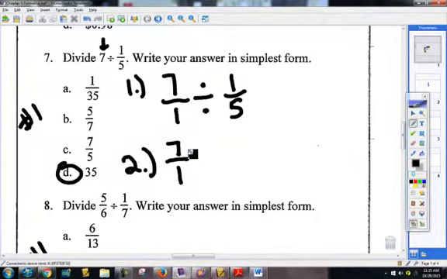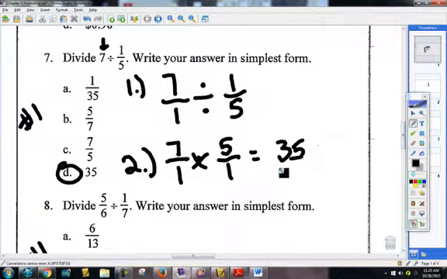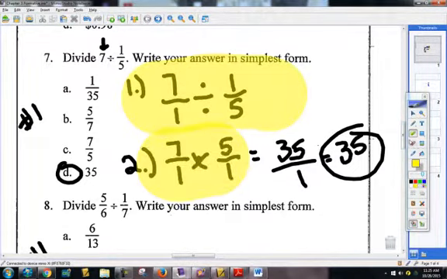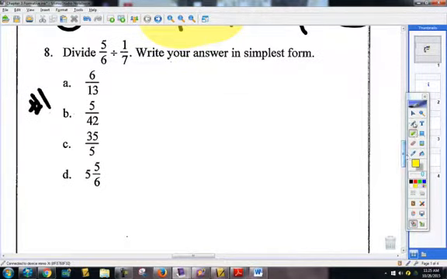So we're going to keep the dividend the same. Divide becomes multiply. And 5 over 1. And then we do top times top, bottom times bottom. We get 35 over 1, which we know equals 35. Everybody good with that? Do you need to have 2 steps there? Yes, you do.